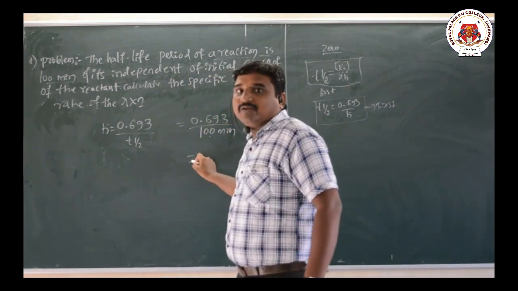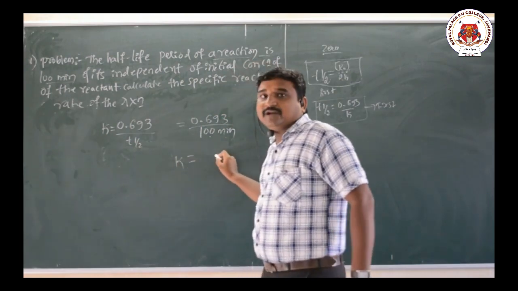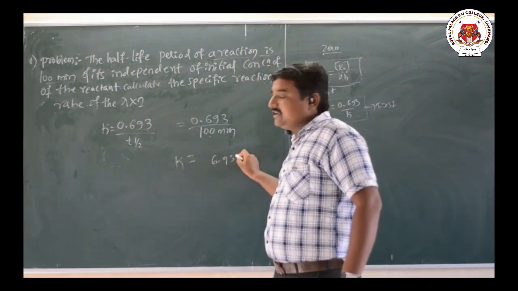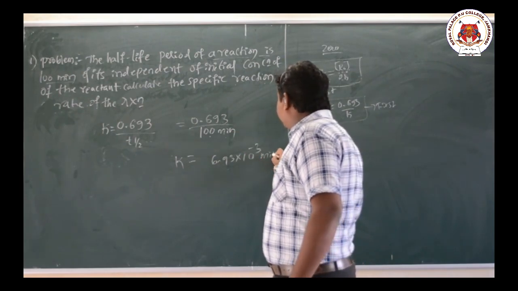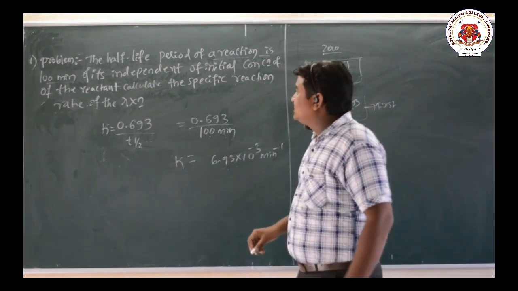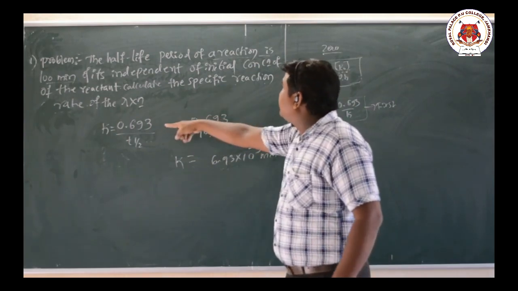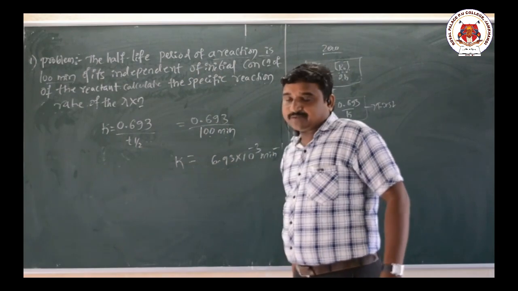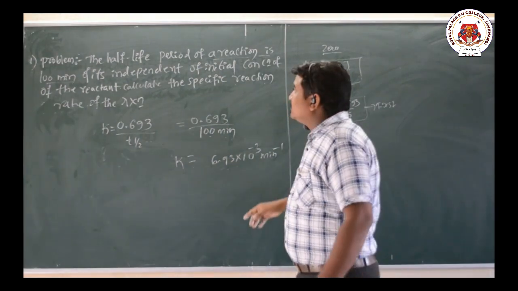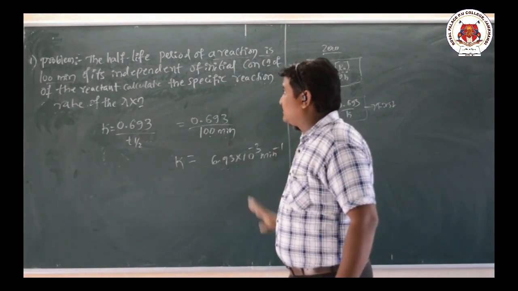After calculating this, K equal to 6.93 into 10 to the power of minus 3 per minute. So this is the specific reaction rate of the reaction with the given half-life period. So this is problem number one.